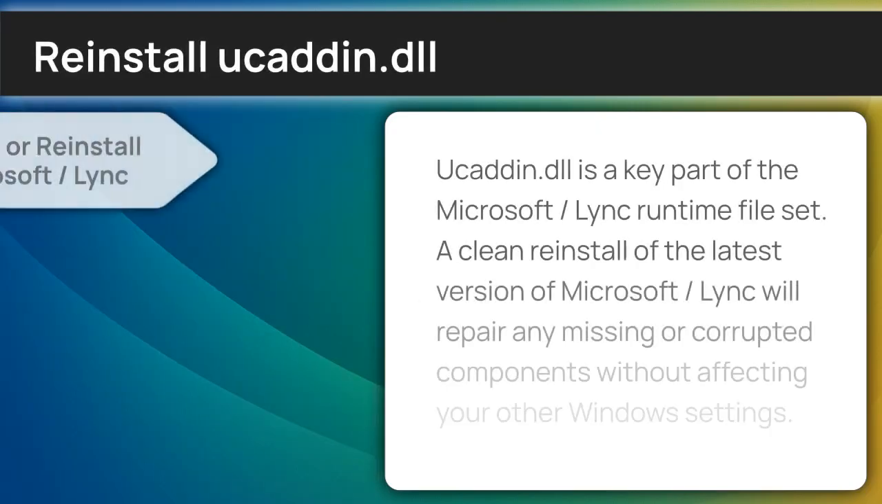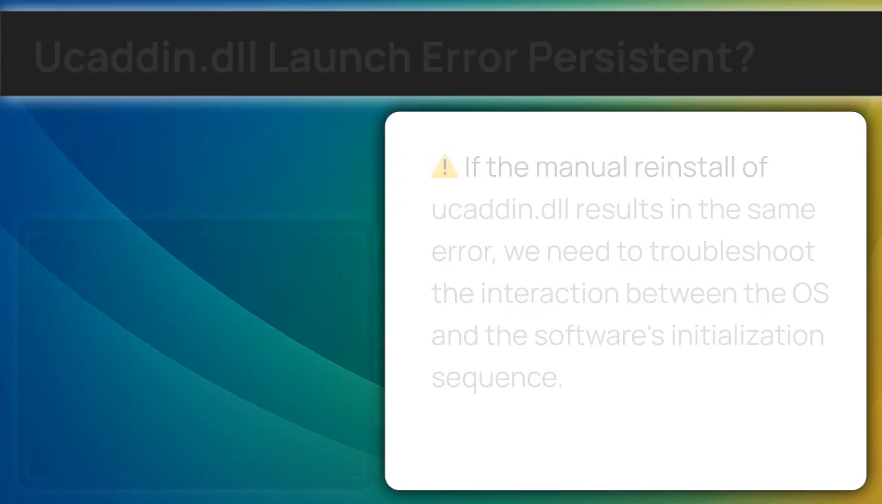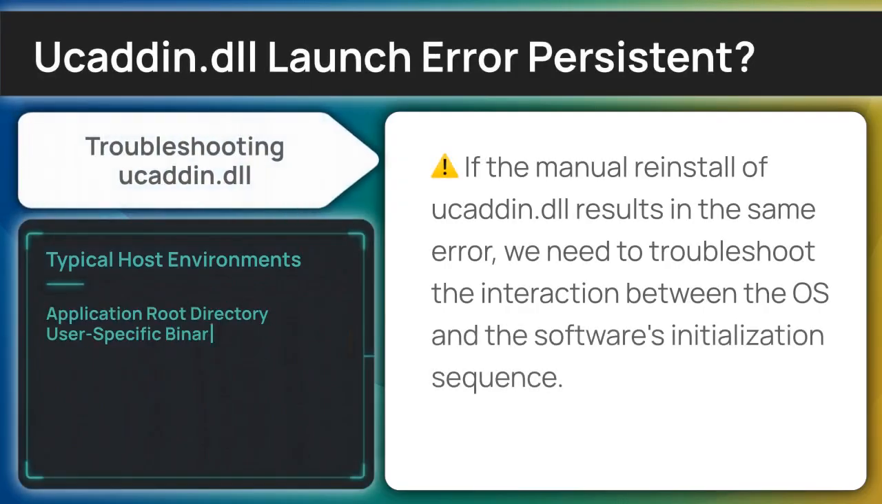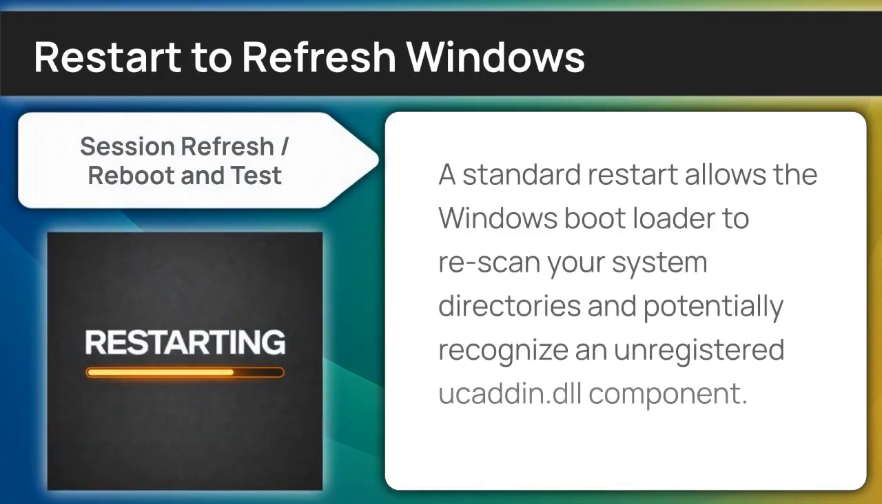Ucaddin is a key part of the Microsoft/Lync runtime file set. A clean reinstall of the latest version of Microsoft/Lync will repair any missing or corrupted components without affecting your other Windows settings. When a standard software refresh isn't enough, we need to bypass the automated installers and look at manual system state resets. A standard reboot clears out temporary memory conflicts and gives the Windows loader another chance to properly register the Ucaddin library component during startup.